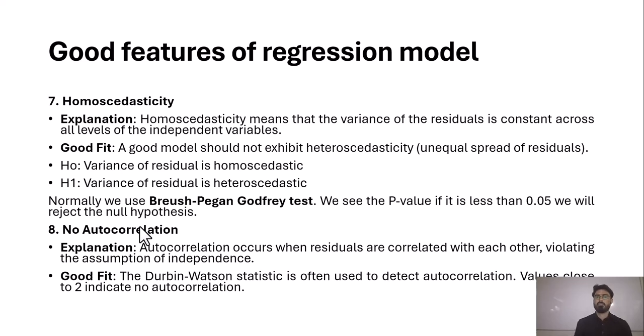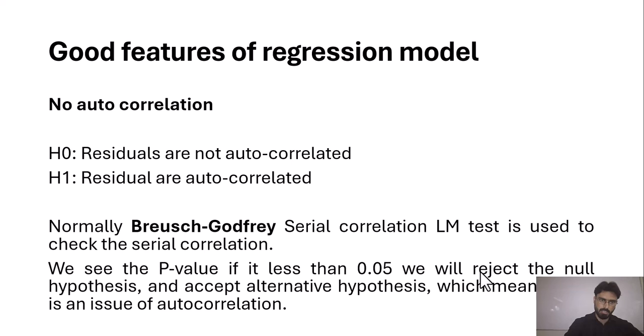And the next good feature of the model is that there should be no autocorrelation in the model. Basically, autocorrelation exists when residuals are correlated with each other. In case of normal autocorrelation we use the Durbin-Watson test. If Durbin-Watson is close to 2, it means that there is no issue of autocorrelation in the data. But if we want to see the serial autocorrelation, then we use the Breusch-Godfrey test.